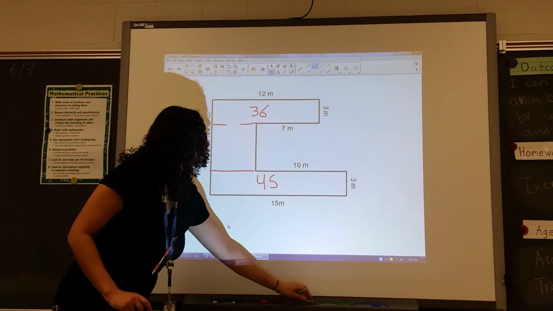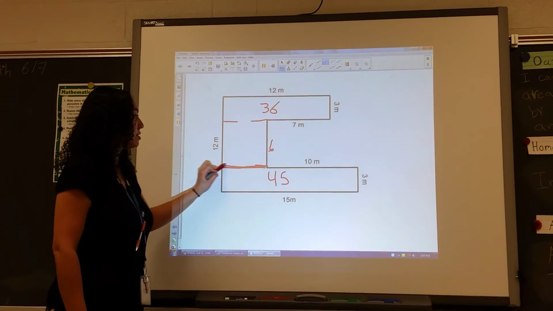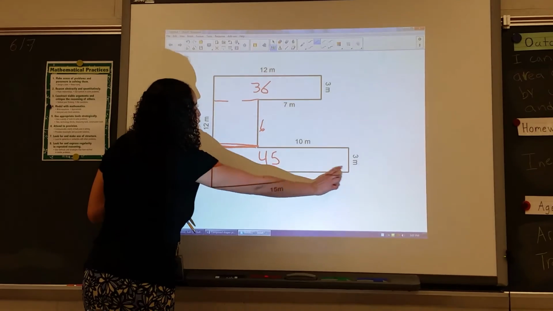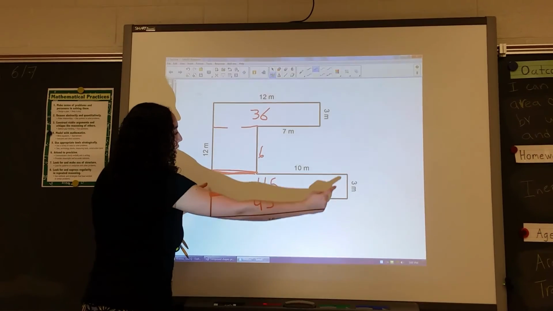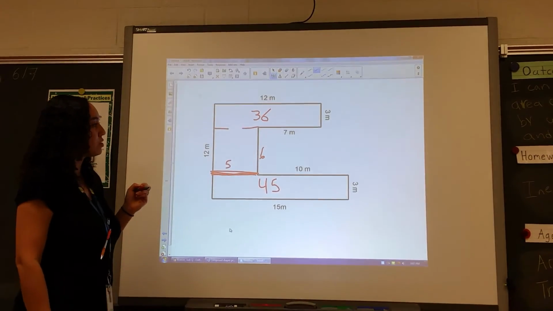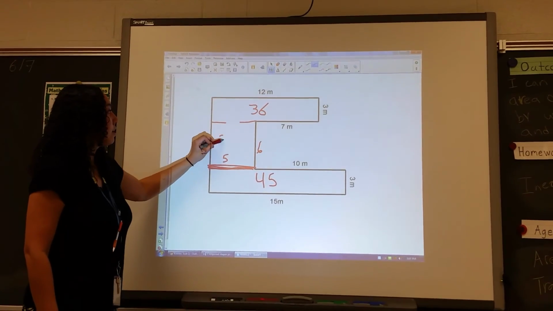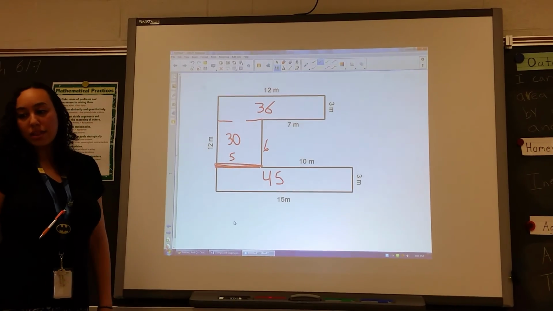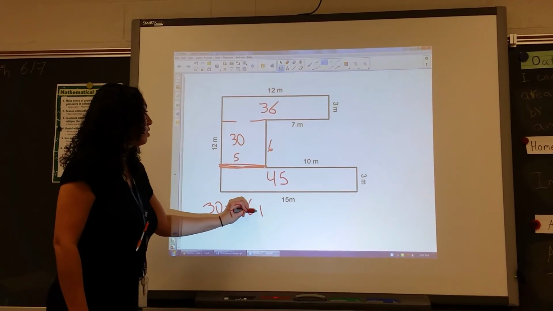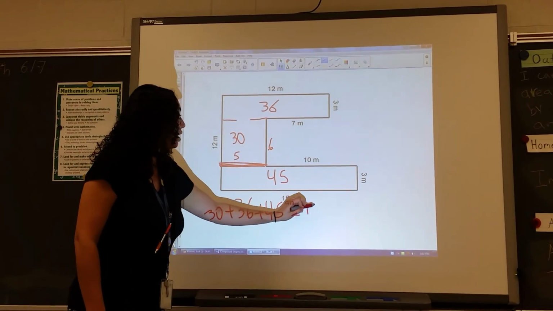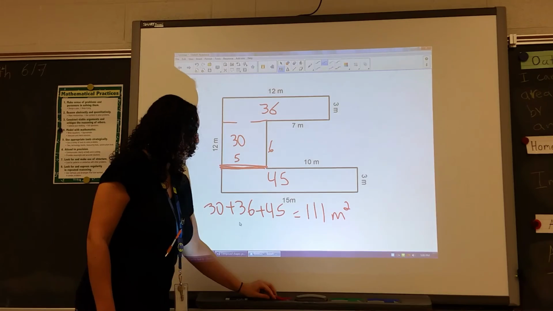This side is 6 right there. So now I have this side, I need to get this side. I have 15 is this whole piece. This piece is 10, so I can do 15 minus 10 to get this piece, which is 5. Now I have to do 6 times 5 to find the area of this piece, and I'll have 30. And then you add them all together, the 30 plus 36 plus 45, and you'll get 111. And this one is dealing with meters, so it'll be meters squared.